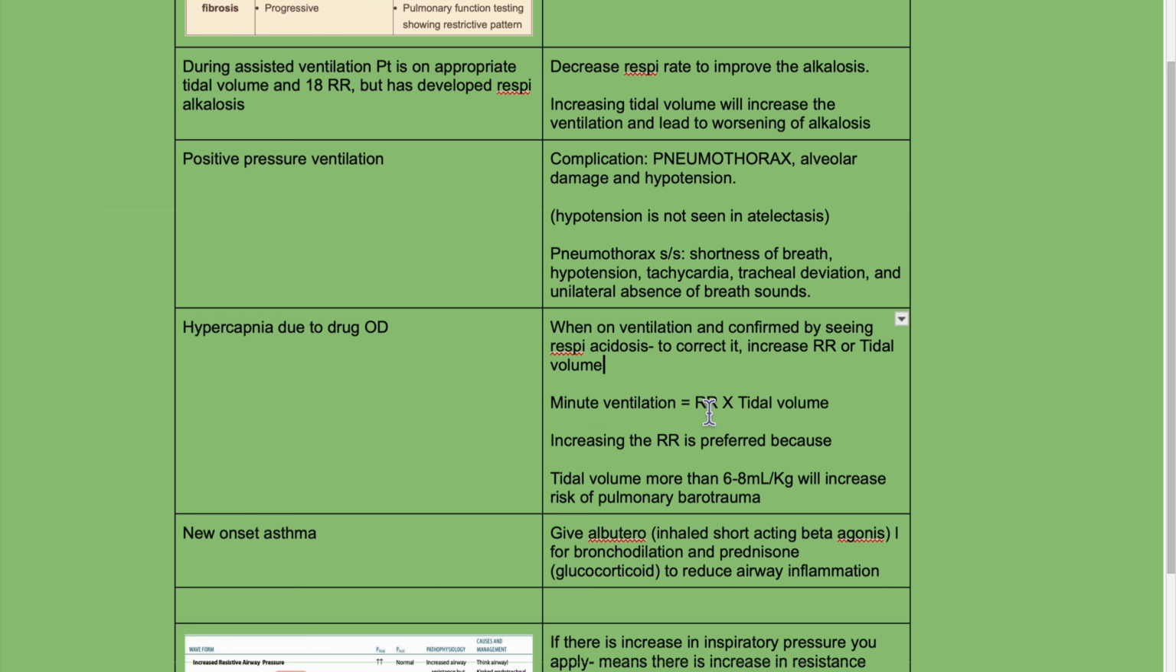Minute ventilation is equal to respiratory rate times tidal volume. So you could increase either one to increase minute ventilation. Increasing the respiratory rate is preferred because a tidal volume more than 6 to 8 milliliters per kilogram will increase the risk of pulmonary barotrauma, and then you can get pneumothorax due to that. So we prefer just increasing respiratory rate if we have tidal volume in this range already.